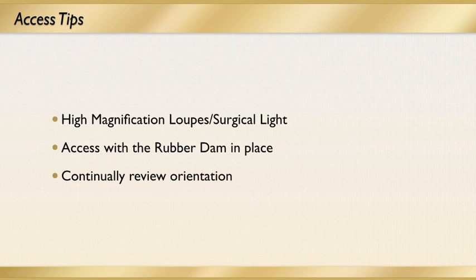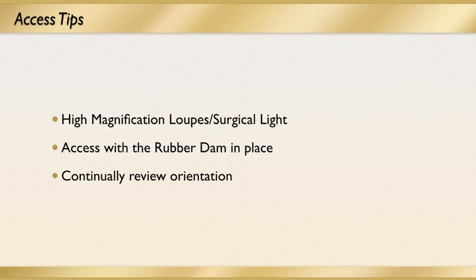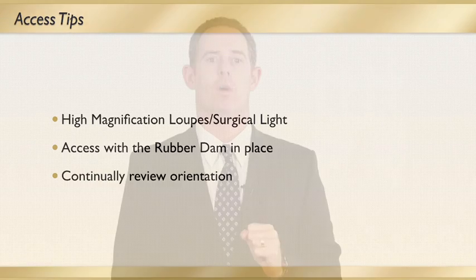Now when you access the pulp chamber, the number one thing you want to do is be able to see. I use a microscope in all my access cases. Unfortunately, I know that's probably not realistic for all dentists to have microscopes. The next best thing is high magnification loupes with the surgical light attached. What you can see, you can do. If you can see the anatomy, you can treat the anatomy.